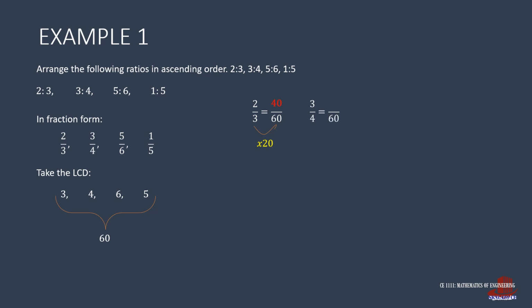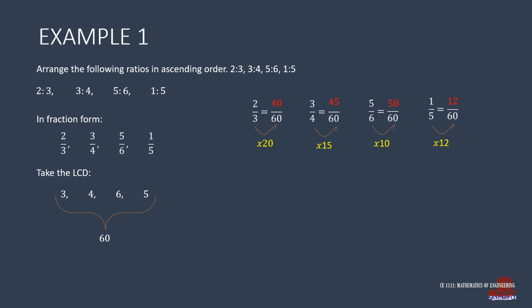Next is 3/4, transformed into a denominator of 60 by multiplying 4 by 15. Thus, the numerator is 3 times 15, giving 45. The third ratio is 5/6, which is multiplied by 10 to change the denominator into 60. Then the numerator becomes 50. The last ratio of 1/5 is transformed into its equivalent by multiplying the parts by 12. So the numerator is 1 times 12, which makes the equivalent 12/60.